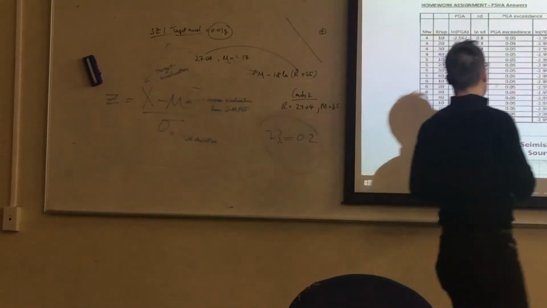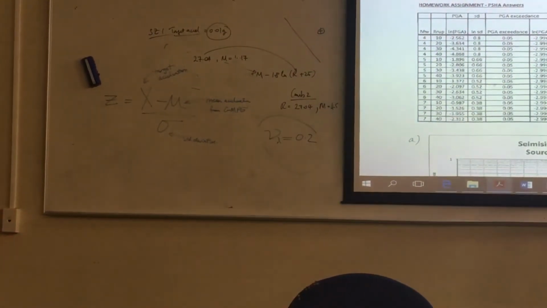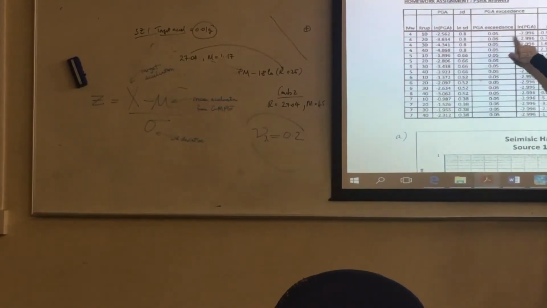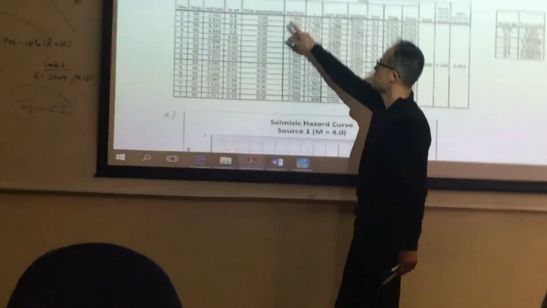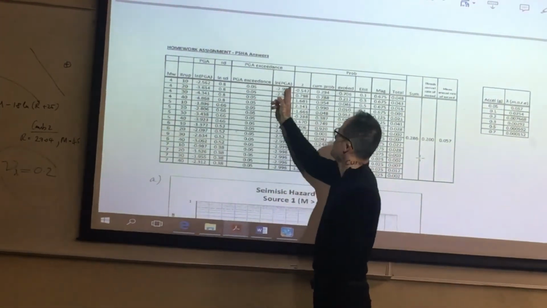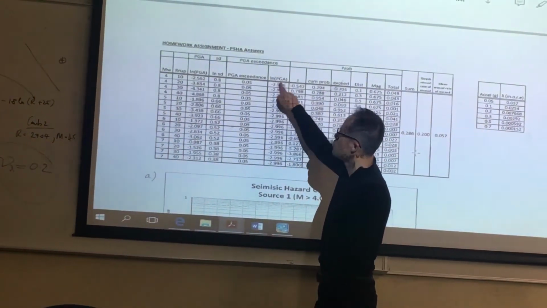So in this case here, we've got Z. This is a target acceleration, 0.05, and then I'll take the log of that, because you can see all of these are in the log normal space. So to keep it consistent, we have to take the log normal of this.